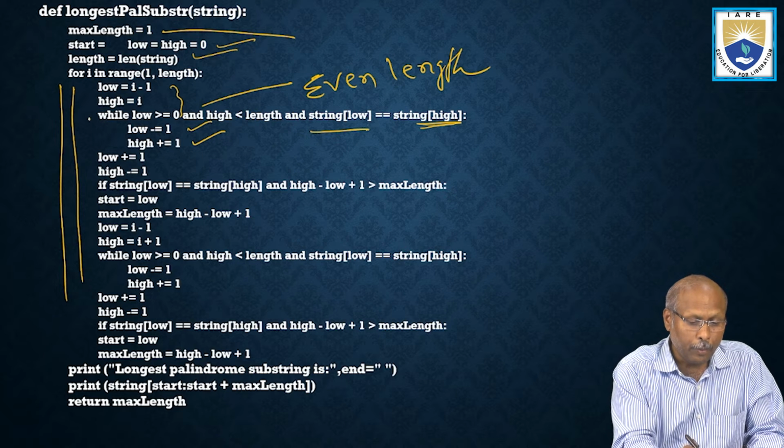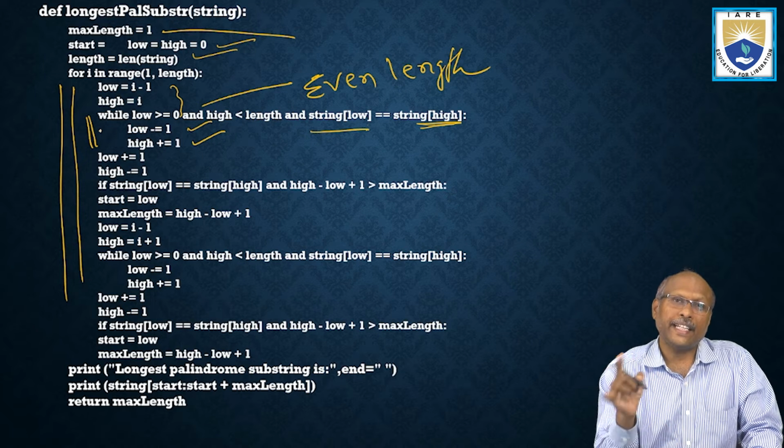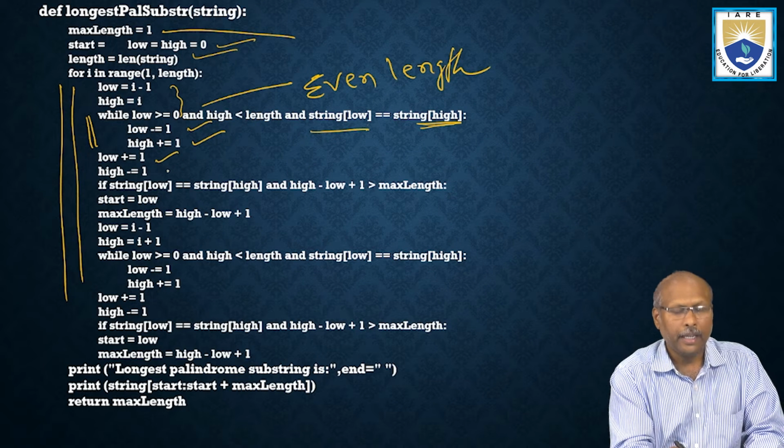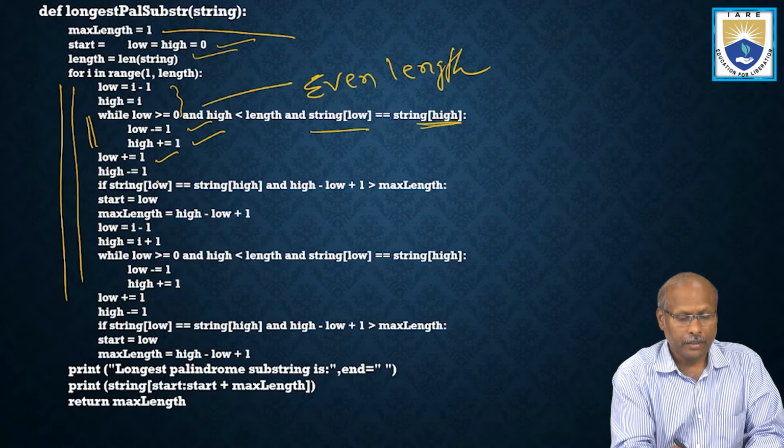When the loop is failing, it indicates what? That the characters are not matching. So when the characters are not matching, I have to come one step back again. So again low equal to low plus 1 and high is again one step back.